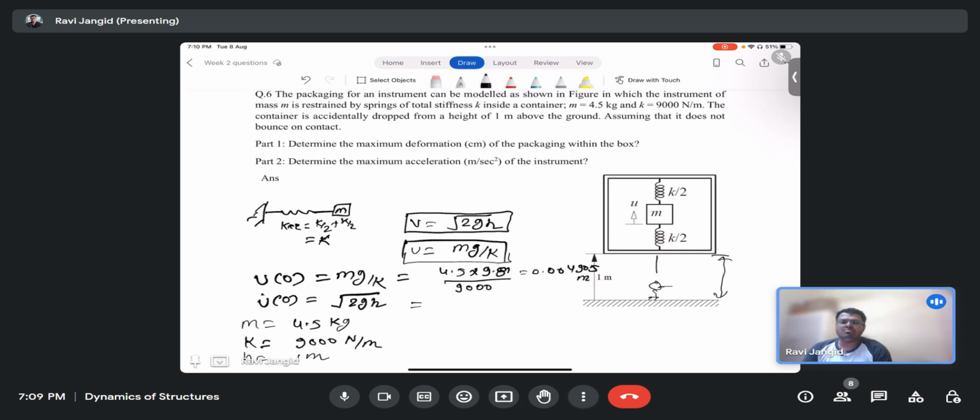Can you tell me what is the initial velocity, square root of 2gh? Anyone? This is simple. 2gh, h is 1. 4.42. That is 4.42, okay? Meter per second.